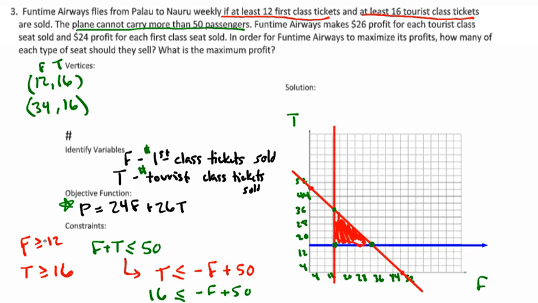And now I'm going to do the opposite. I'm going to put 12 in for F, negative 12, and I get 38 for T. And that's my other point, this one right here. Okay, so now we got to figure out which one maximizes this function. Maybe this one? We'll see. It's not the first one.